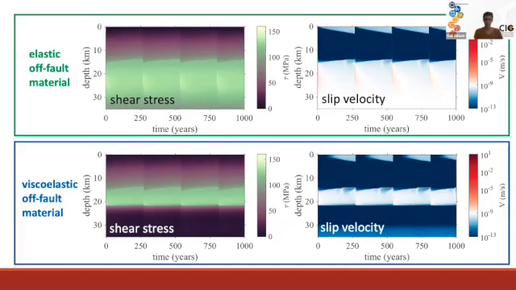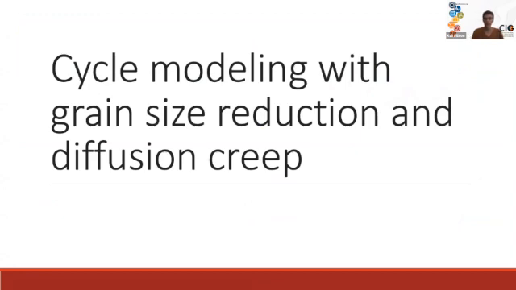This is a comparison between the viscoelastic cycle simulation on the bottom and the equivalent elastic cycle simulation on the top. The recurrence interval in both simulations is 270 years, and the earthquakes are the same size. So the difference in deformation in the lower crust between these two simulations did not produce a difference in behavior in the seismogenic zone. So in the next section, I'll include grain size evolution and diffusion creep in the model.